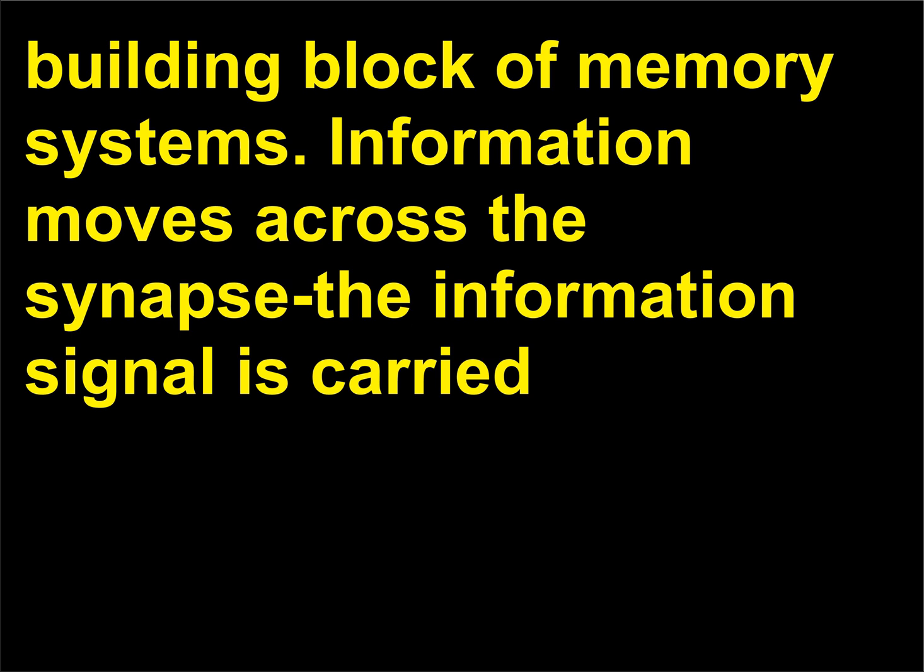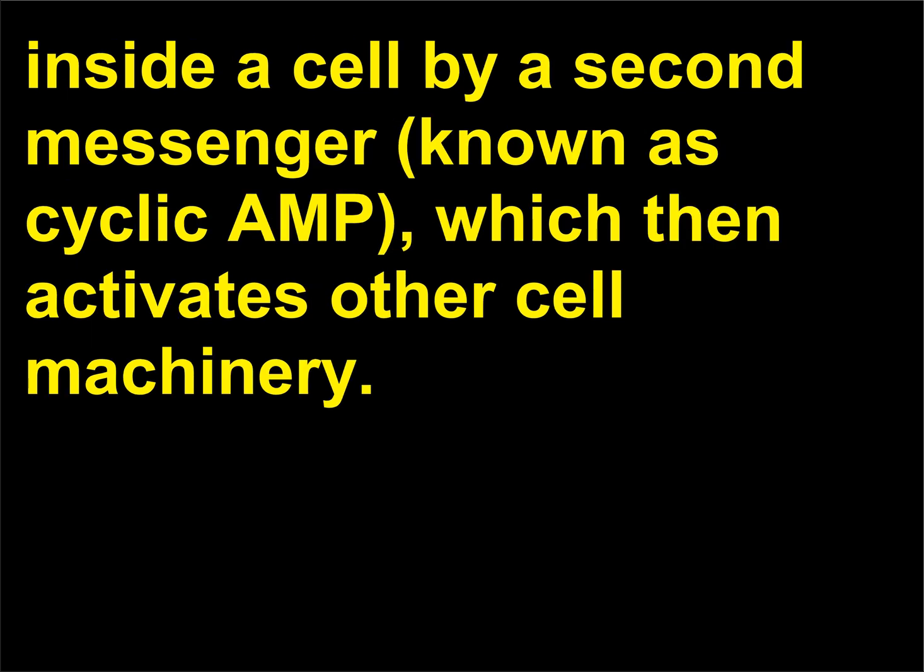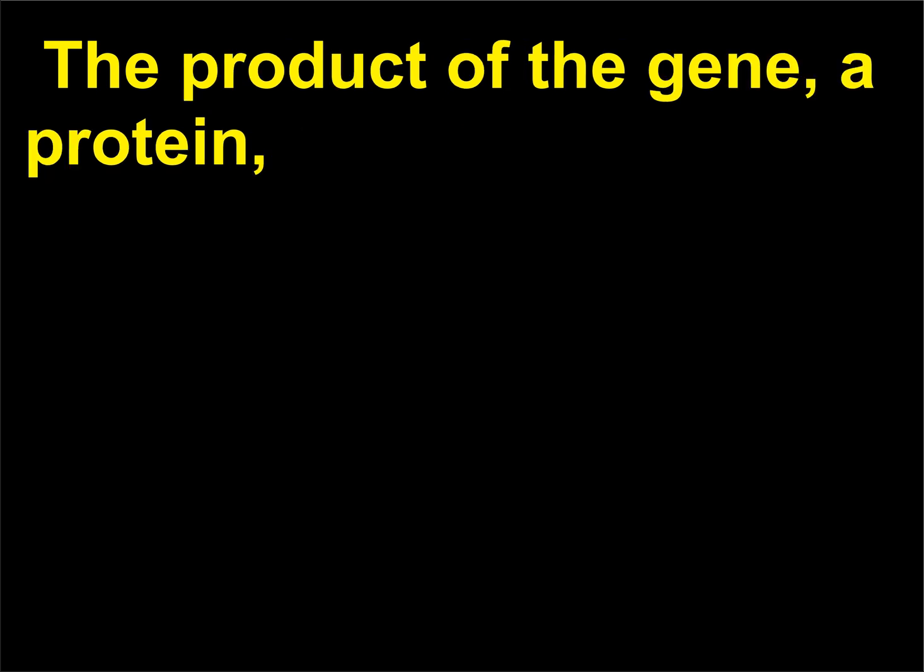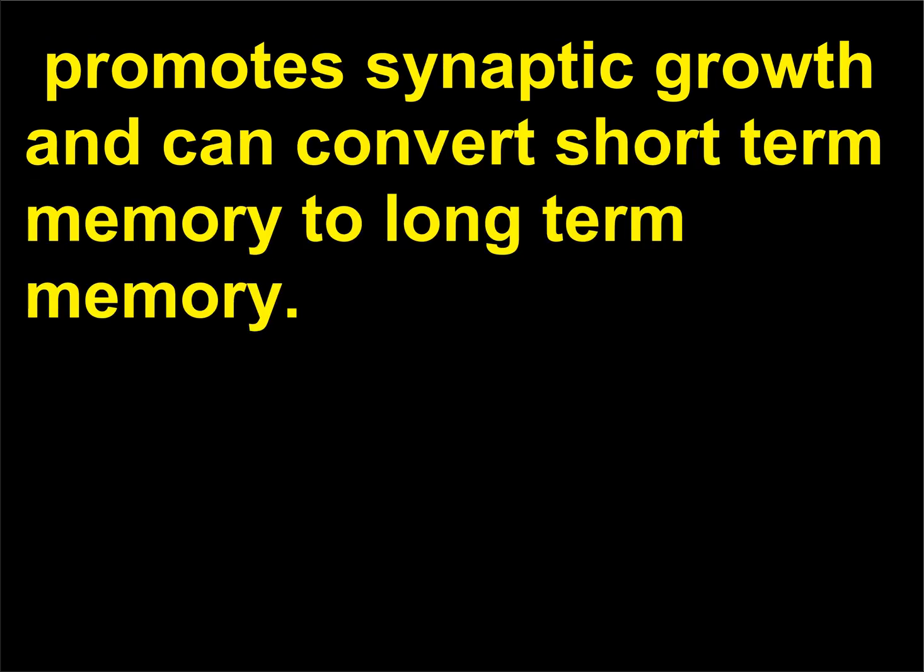As information moves across the synapse, the information signal is carried inside a cell by a second messenger, known as cyclic AMP, which then activates other cell machinery. The end result is the switching on of a gene that regulates memory. The product of the gene, a protein, promotes synaptic growth and can convert short-term memory to long-term memory.